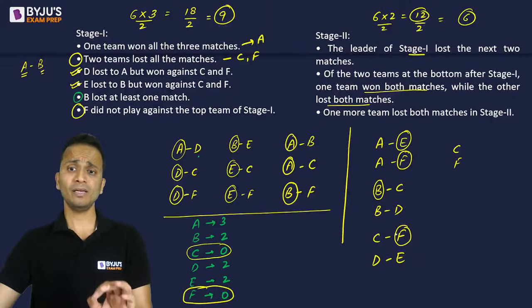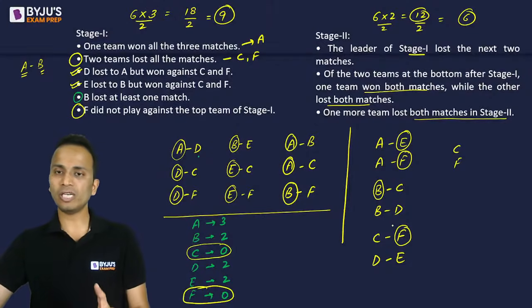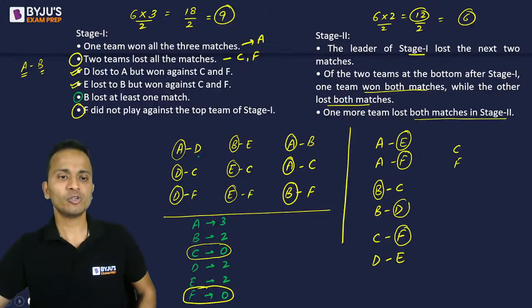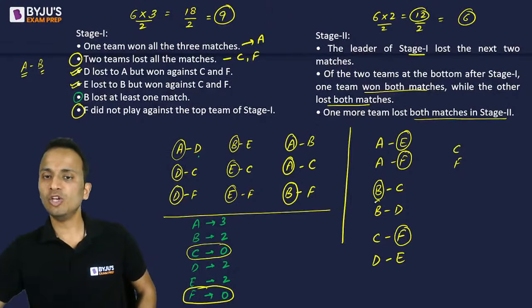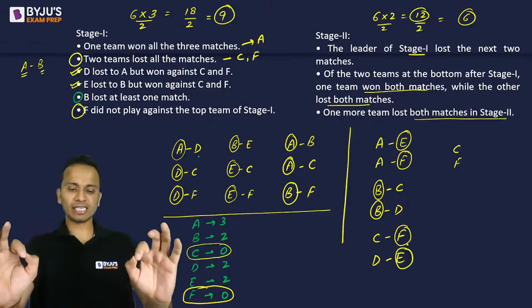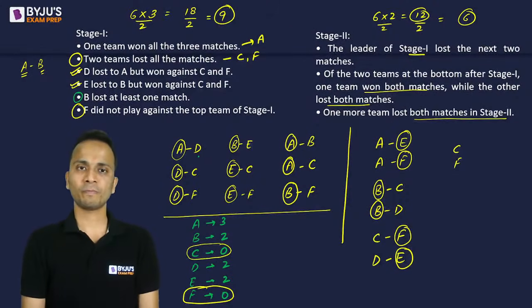Okay. Next, one more team lost both matches in stage 2. So one more team other than C lost both matches. अब ये कौन सी team हो सकती है? Can it be B? No, it cannot be. So it has to be D. Okay, so D has to lose both the matches. Okay, so in the matches of D, D will lose and the other team will be the winner. And that's it. These are the results of all the matches after stage 2.